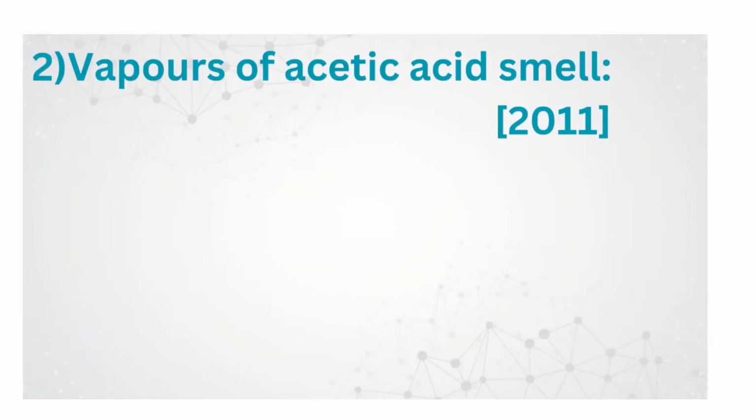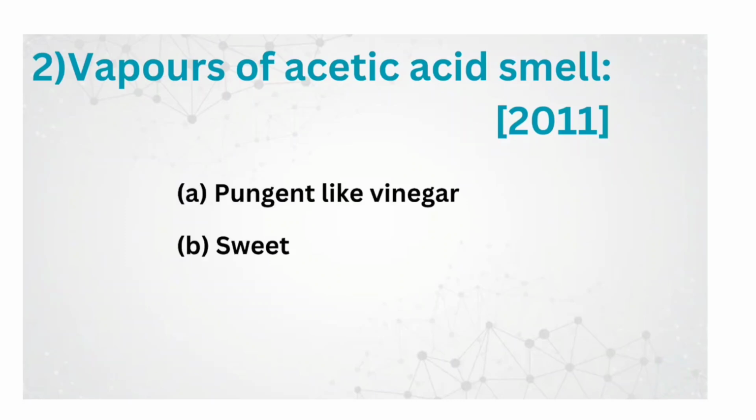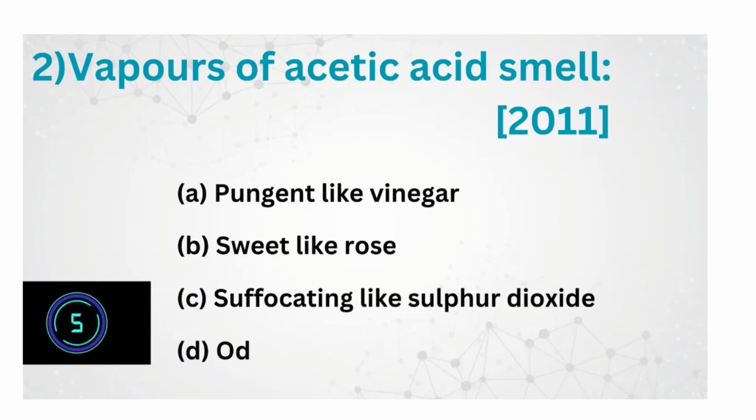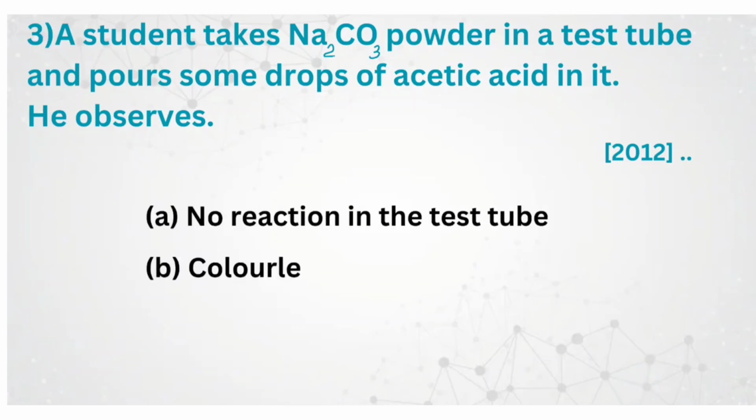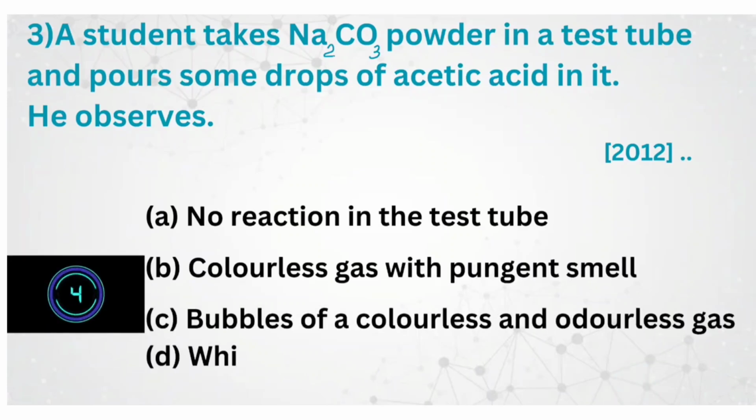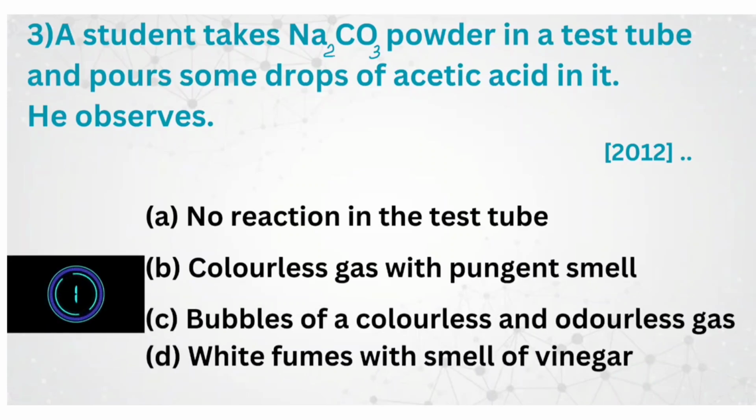Second question. Vapors of acetic acid smell... Options are... The right answer is option A. Third question. A student takes Na2CO3 powder in a test tube and pours some drops of acetic acid in it. He observes... Options are... The right answer is option C.